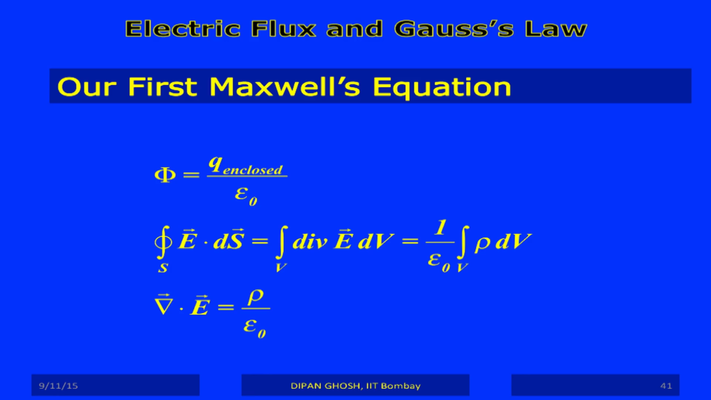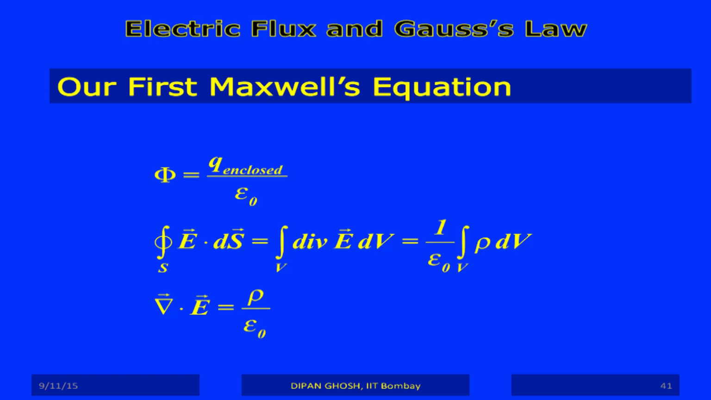The flux definition is the integral of E dot ds. According to the divergence theorem, that is the same as the integral of divergence of E dv, which is equal to the charge enclosed. Charge enclosed is density multiplied by dv, times 1 over epsilon 0. Now you compare these two expressions. Both of them are volume integrals, valid for arbitrary volumes. So I get del dot E equal to rho by epsilon 0. That is the first Maxwell's equation that we have derived in differential form.